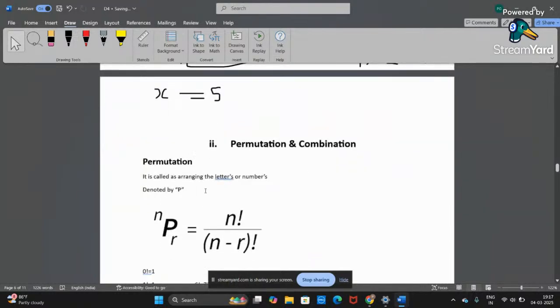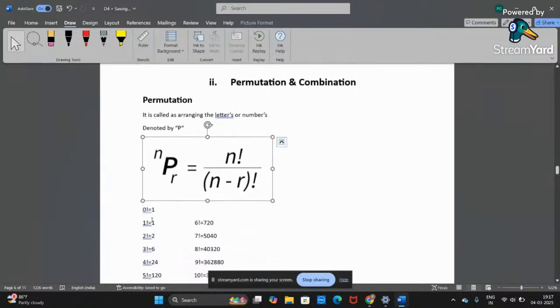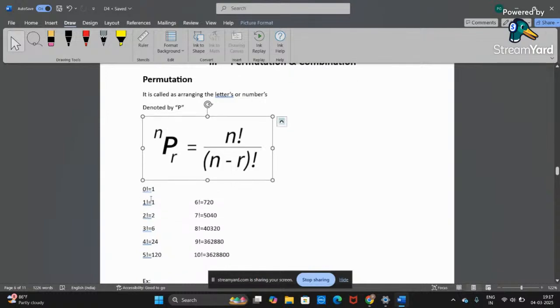What is permutation? Permutation is a way of arranging letters or numbers, and this permutation is denoted by letter P. And this is the permutation formula, and these are the values. This symbol we call factorial. For 0 factorial, it will be 1. For 1 factorial, this will be 1, and 2 factorial, it will be 2. For 3 factorial, it will be 6.